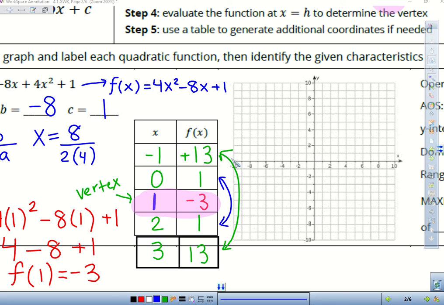Now we're going to graph these values, any that we can graph. I can't graph -1, 13 because my graph only goes up to 10. So I'm going to jump to the next one, which is at 0, 1. Then I have one at 1, -3. And then I have one at 2, 1. So there's only really 3 values I can fit on this graph. From here I'm going to connect them into this U shape. It's going to be a really skinny U.